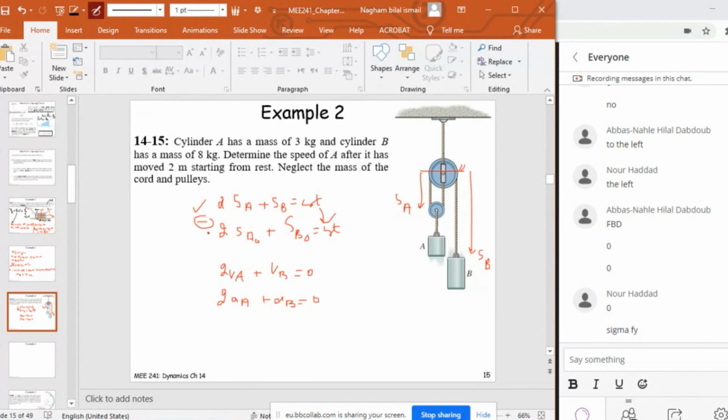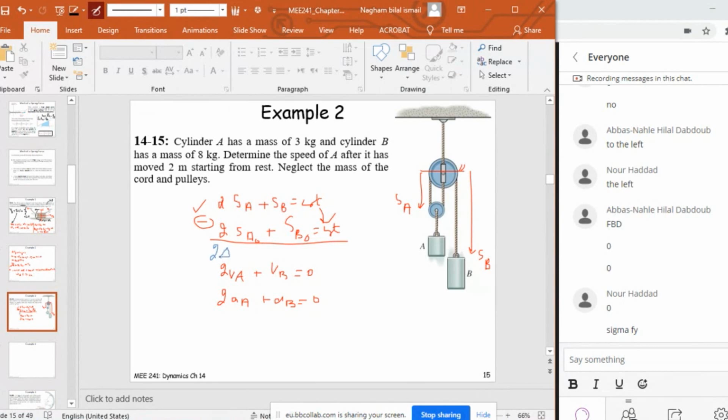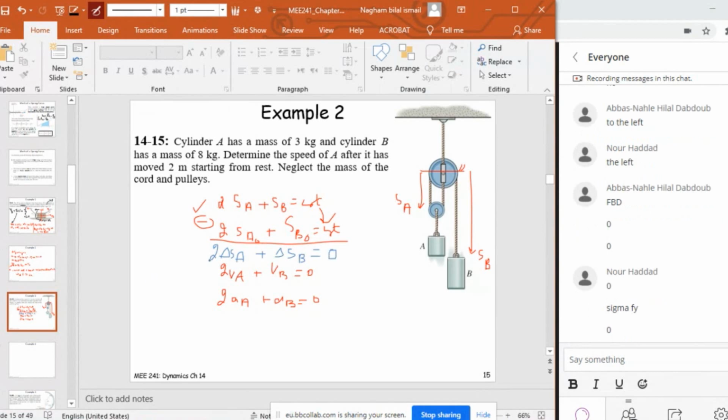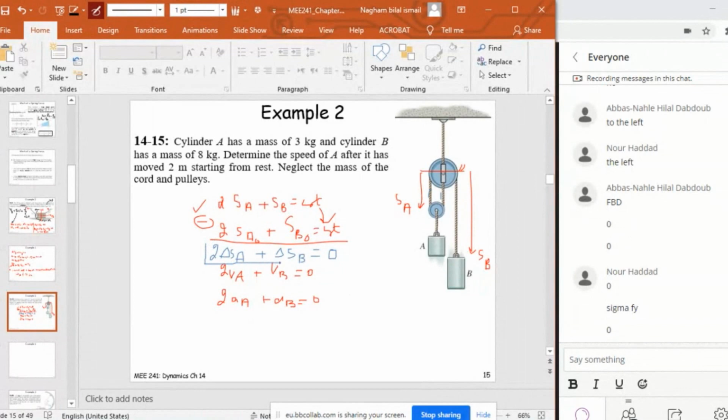If I do the subtraction between these two equations, what I'm going to have is 2 delta SA plus delta SB is equal to 0. Perfect, Noor. Which means, if I have a dependent motion and I need to apply the work and energy principle, I can directly state that the displacement relation is equal to 0. Because here I have two ropes, 2 delta SA plus delta SB is equal to 0. So to apply the work and energy principle, I'm going to use this equation in this problem.